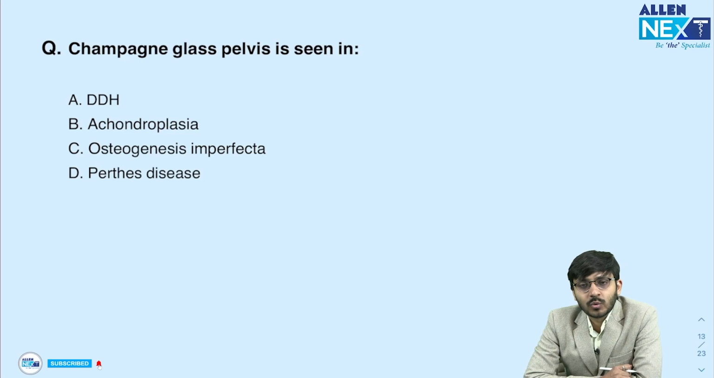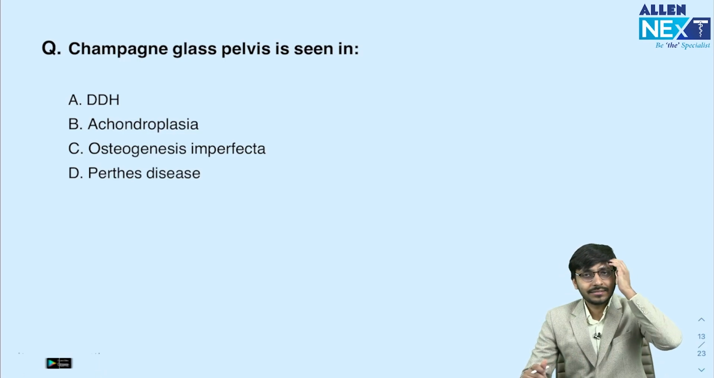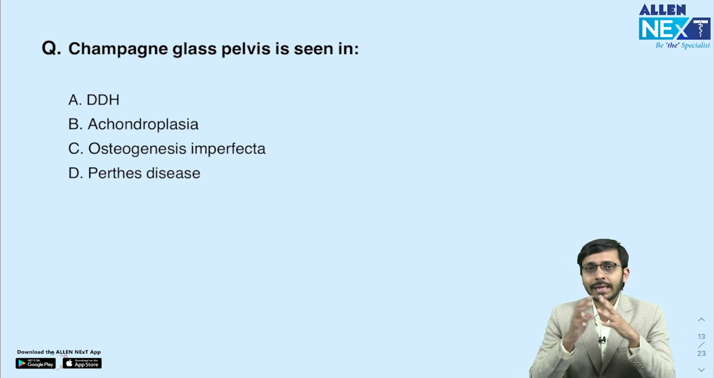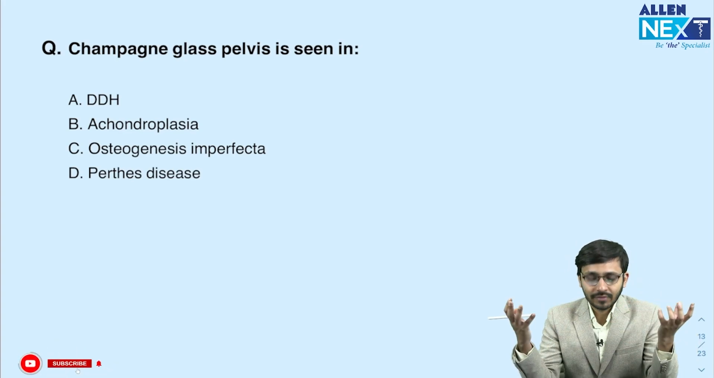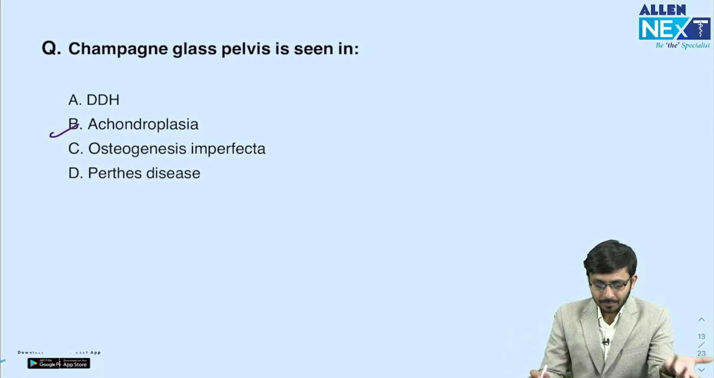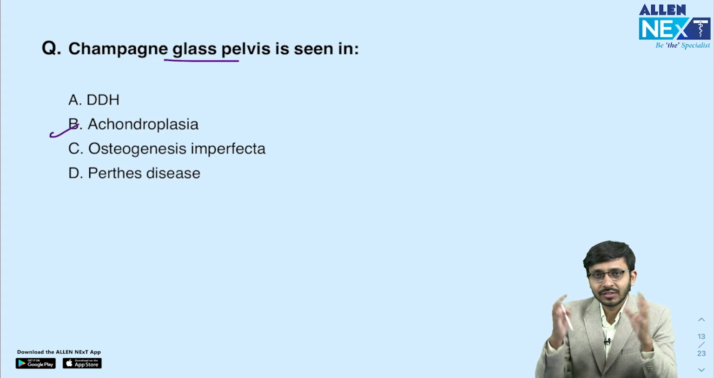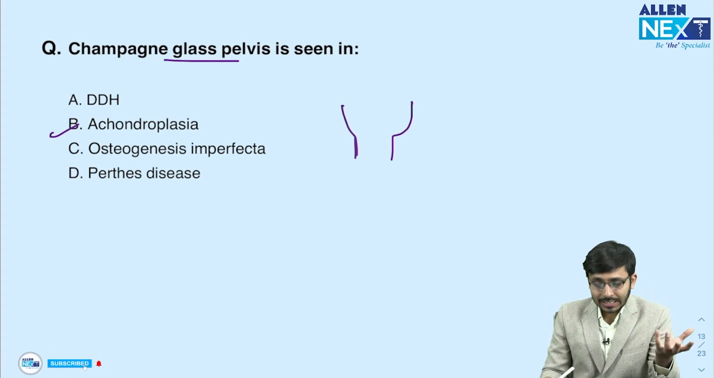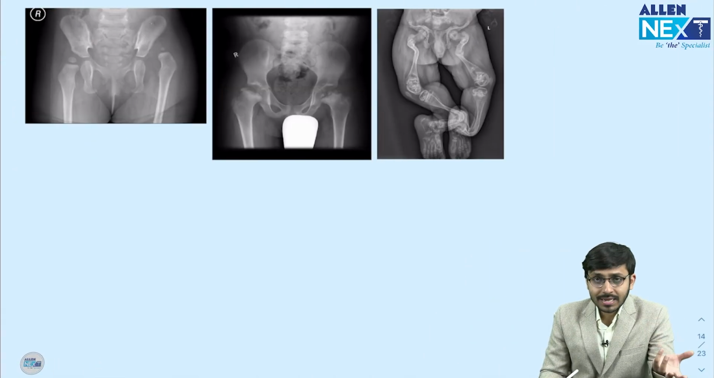Now we move on to the next question. It is a direct one-liner question, and these type of questions are asked in FMGE exams too. So champagne glass pelvis is seen in. It is a direct one-liner answer. No concept here. The answer here is achondroplasia. Now champagne glass pelvis is due to narrow flat iliac bones. So this is how pelvic iliac bones look in an achondroplasia patient.